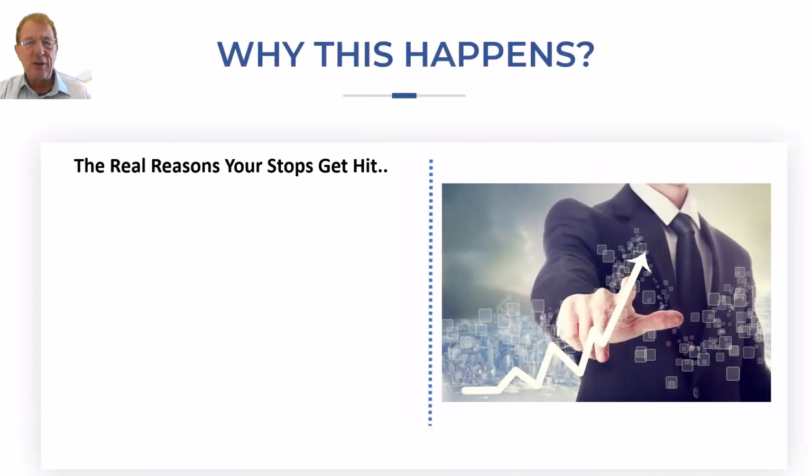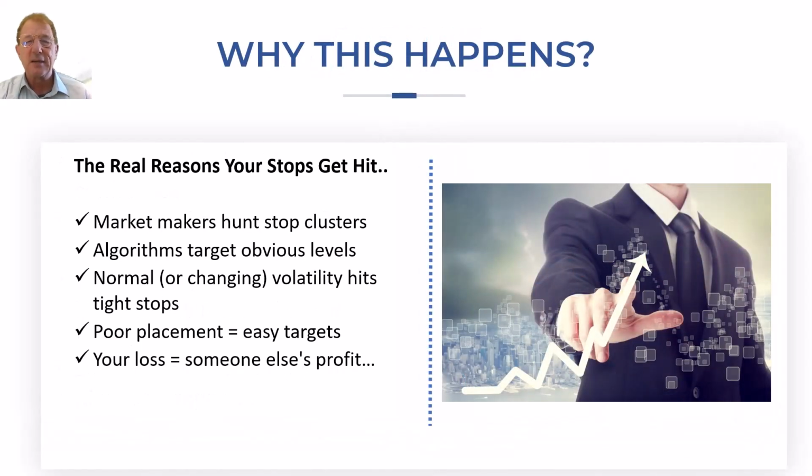So why does this happen? Well, the real reason your stops get hit is often because of positioning. Market makers hunt stop clusters. They know where people place stops, generally speaking, because it's pretty standard. Algos are exactly the same.